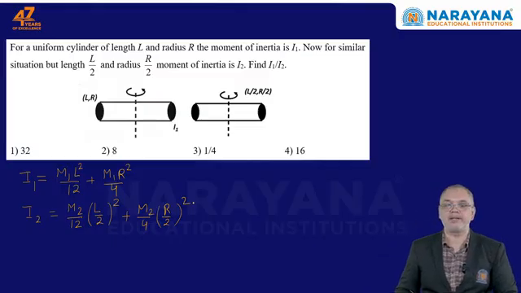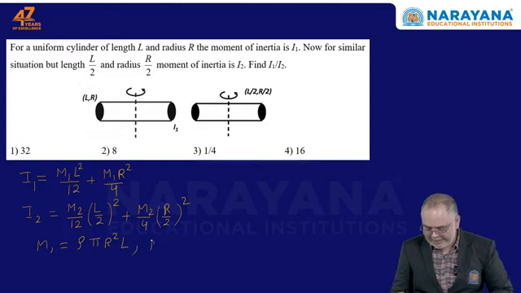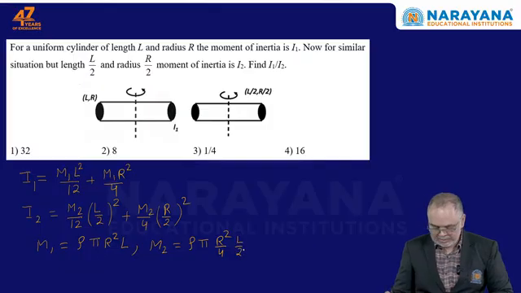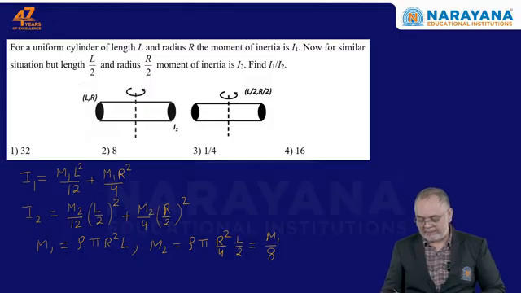So these are the two moments of inertia. We can take the ratio of these two. Further, we can relate the masses m1 and m2. m1, I can write density into volume, rho into pi r square L, and m2 we can write rho into pi, radius r by 2, so r square by 4, into L by 2. So this we can write here, this will be equal to what? m1 by 8. So we have the m2 and m1 ratio also.